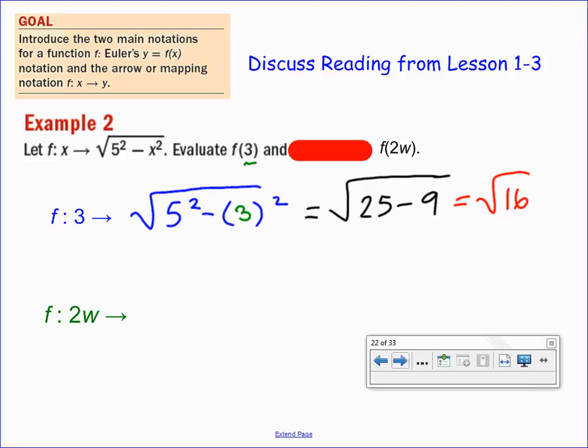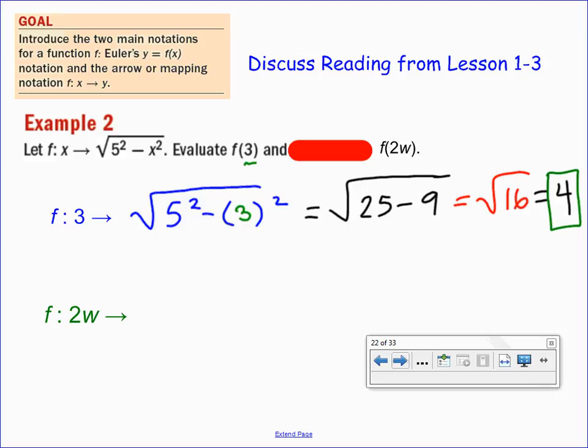In some cases, this will reduce to an integer. In some cases, it won't. It looks like we do reduce nicely there. So 25 minus 9 is 16. The square root of 16 is 4. And we'll box the result so it's easy to see.